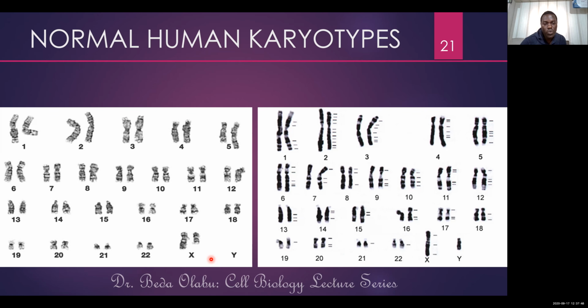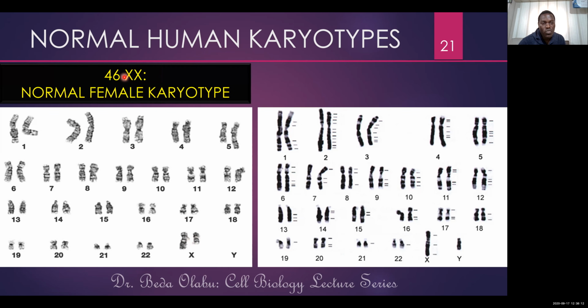Now, how do we write this one? This person has 46 chromosomes in total. So normal. The 23rd pair of chromosomes consists of 2 X's. So we write it as this, 46XX. 46XX is a normal karyotype of human female. There are 46 chromosomes. The 23rd pair consists of 2 X chromosomes.